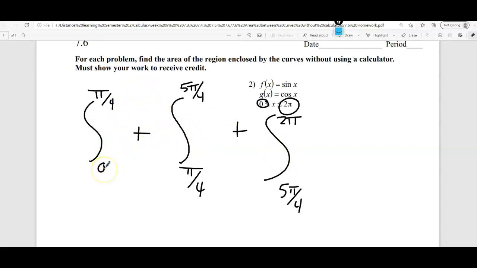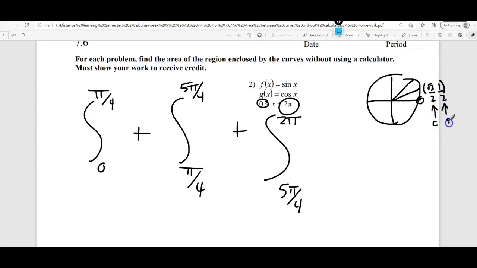So let's pick a nice radian value between 0 and pi over 4. So 0 is right here on the unit circle. Pi over 4 is right here. So a good one in between them would be pi over 6. Okay. Now pi over 6 is right here. And that point has the coordinates of radical 3 over 2 for the x and 1/2 for the y. And that would be the cosine value, and that would be the sine value.